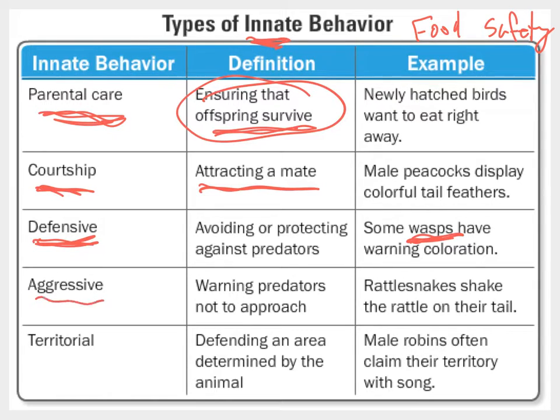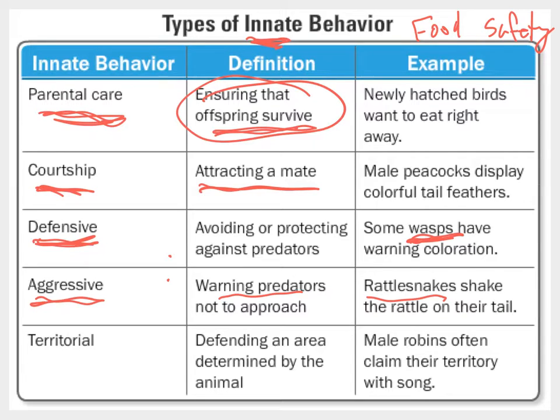We also have aggressive behaviors, and aggressive behaviors are, as the word implies, more aggressive. These will warn the predators not to approach. That can be something like a rattlesnake that shakes the rattle on its tail to let you know that it's there. So it's somewhat defensive, but it's also more aggressive. It's letting you know that if you get close, hey, I'm going to come after you.